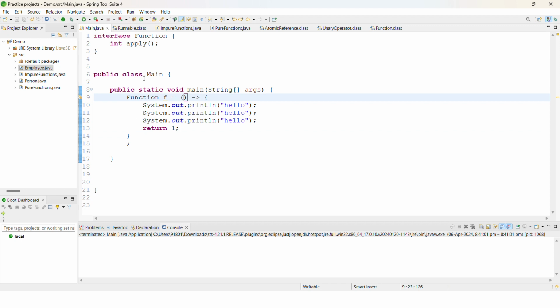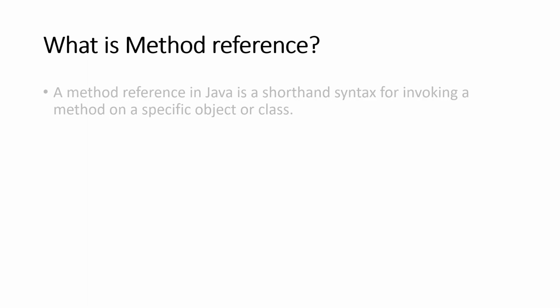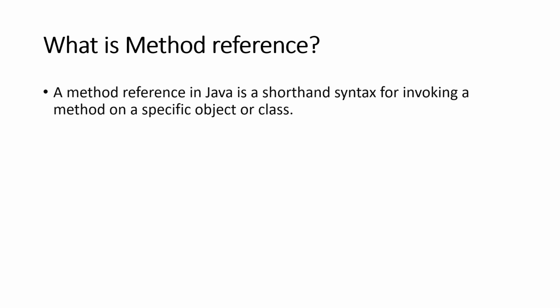Okay, now this is about lambda expressions. Now we will see something called method reference, because Java is also providing method reference in Java 8. How to use method reference, we will understand. A method reference in Java is a shorthand syntax for invoking a method on a specific object or class. It's very simple compared to lambda expressions.